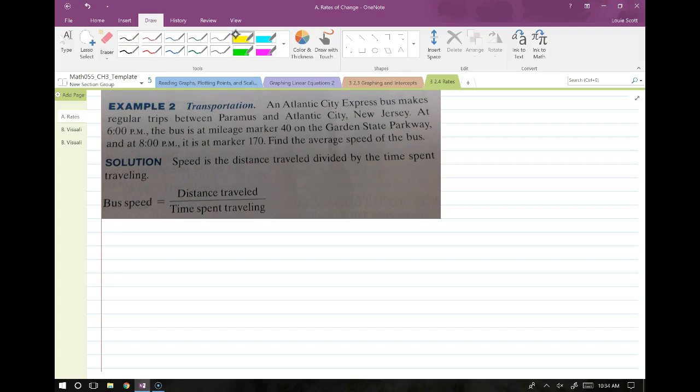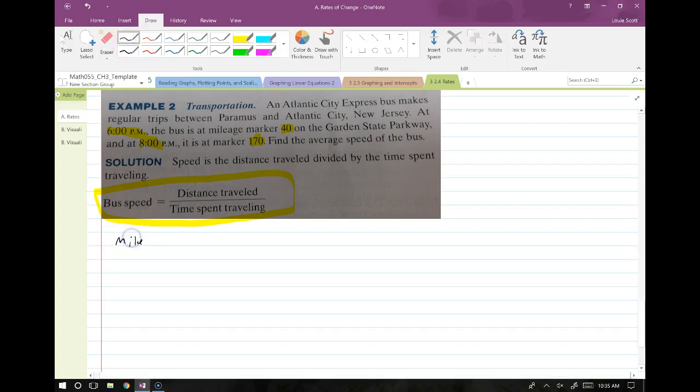This time we're talking about transportation. So, an Atlantic City Express bus makes regular trips between Paramus and Atlantic City, New Jersey. At 6:00 p.m., the bus is at mileage marker 40 on the Golden State Parkway. At 8:00 p.m., it is at marker 170. Find the average speed of the bus. So, what they want, as you can see right down here, they want the average speed, right, which is in miles per hour, as usual, right?